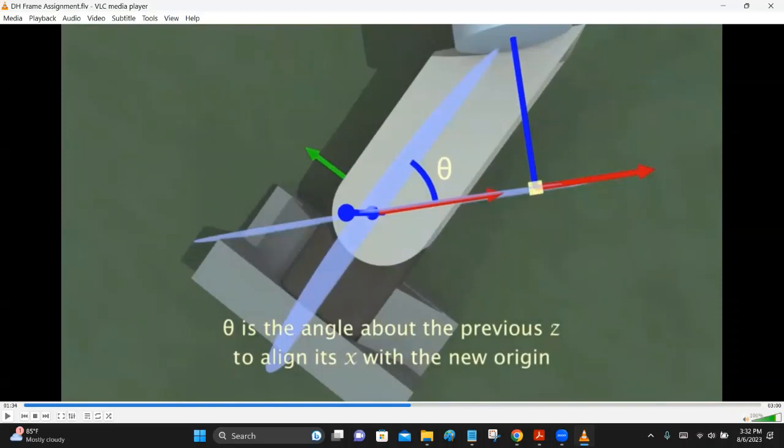Can you see the previous x-axis, the new x-axis, right? The angle is theta.